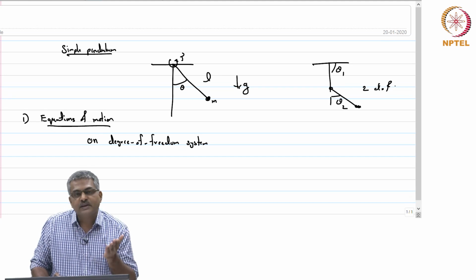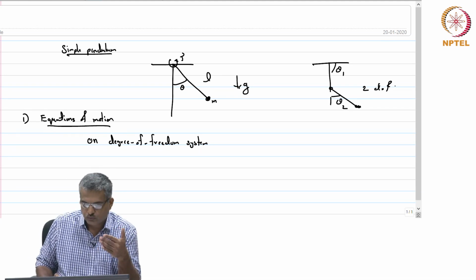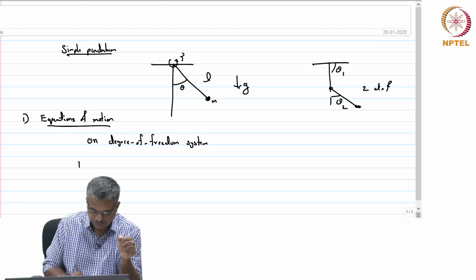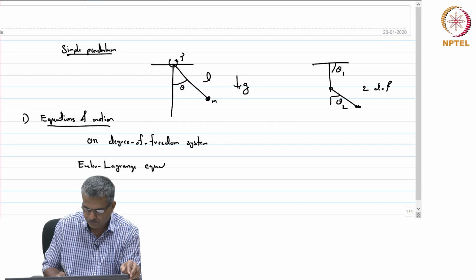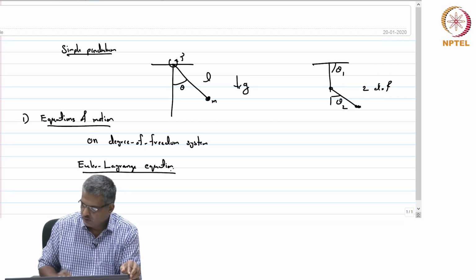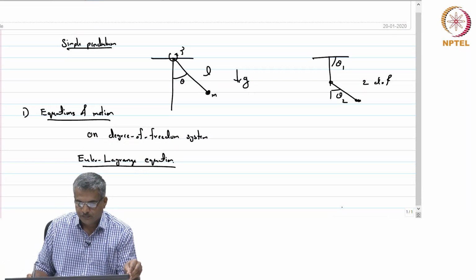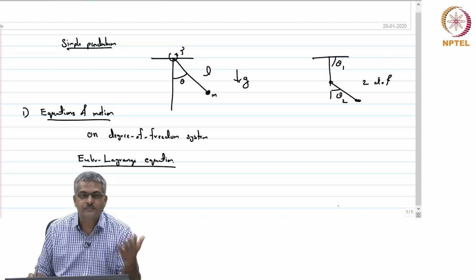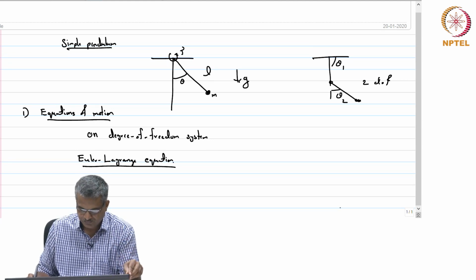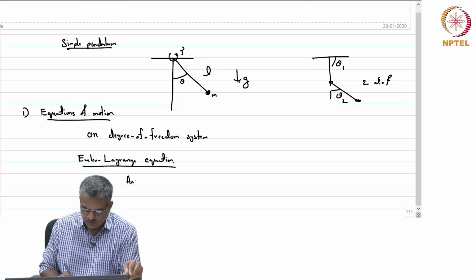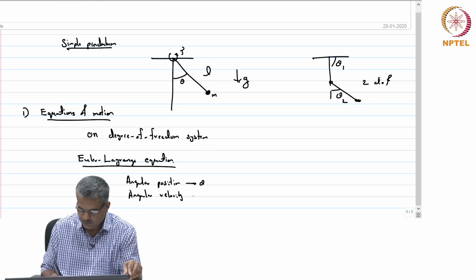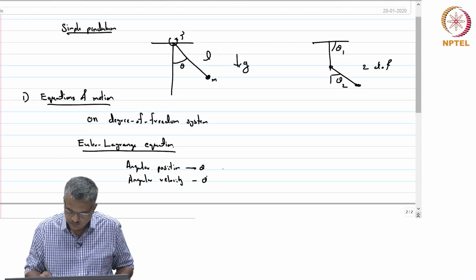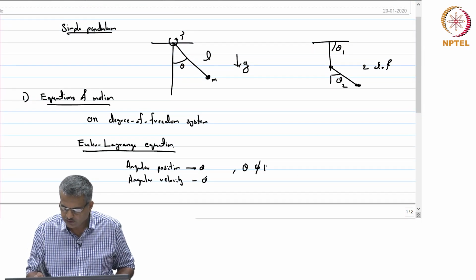Now, there are various ways to derive the equations of motion, and we will use what is known as the Euler-Lagrange equation. So, first we identify the degree of freedom. Theta parameterizes the degree of freedom here. So, the angular position here is theta and the angular velocity is theta dot. Note that this theta does not belong to the real line.